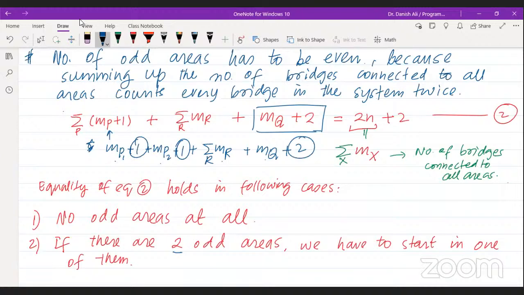What about if you have 4 odd areas or 6 odd areas? We first note that the number of odd areas has to be even. आपके पास हमेशा number of odd areas जो होंगे वो even होंगे. So what about if you have 4 odd areas? Do we get the equality or not? This is the question for you people.